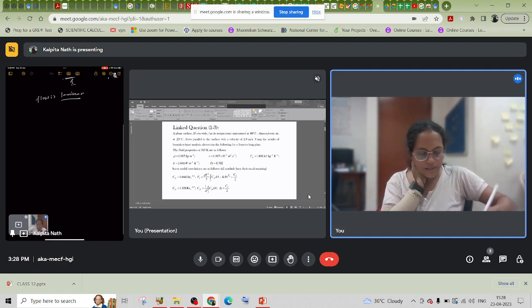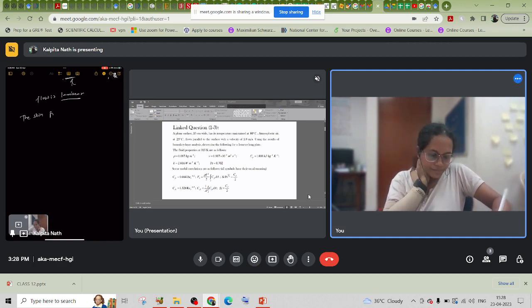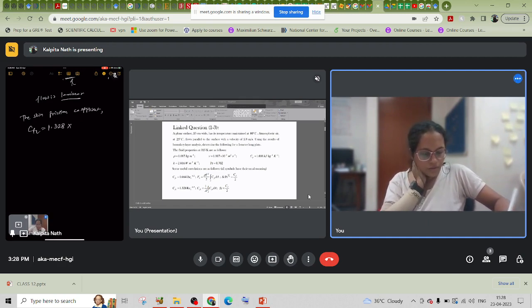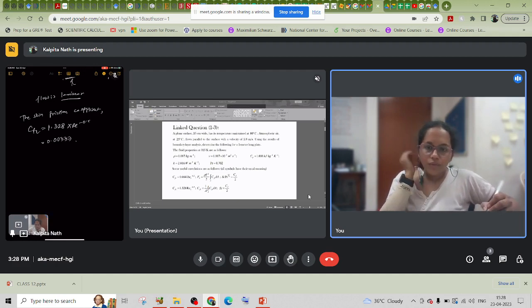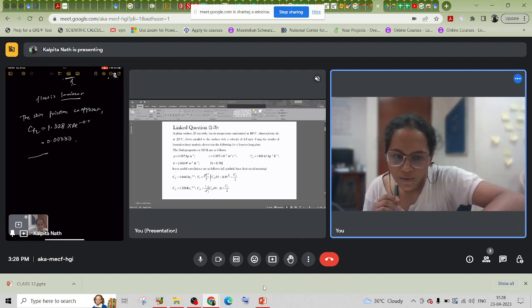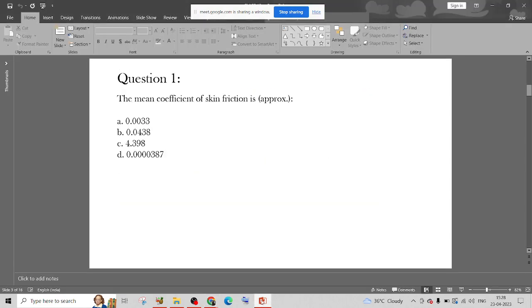Okay, so the skin friction coefficient CFL is equal to 1.328 into Reynolds number to the power minus 0.5. That is equal to 0.00337. So what option is this? Let us go to the question first. The option is 0.033, so that is option A. Right. Now let us proceed to question number 2. This was question number 1.